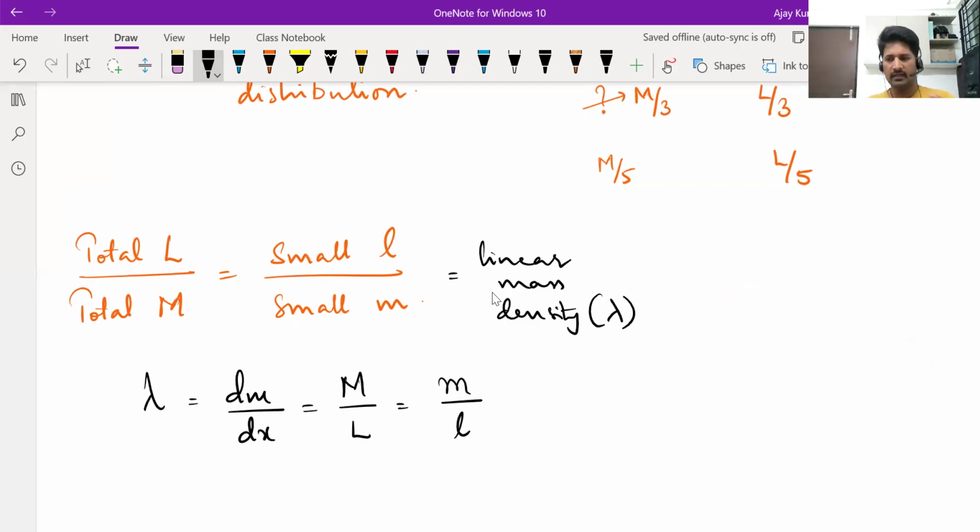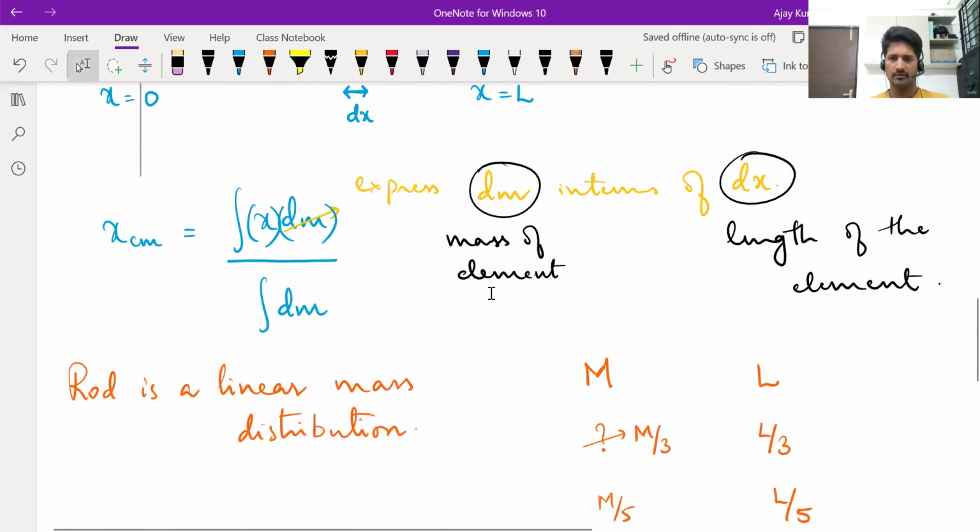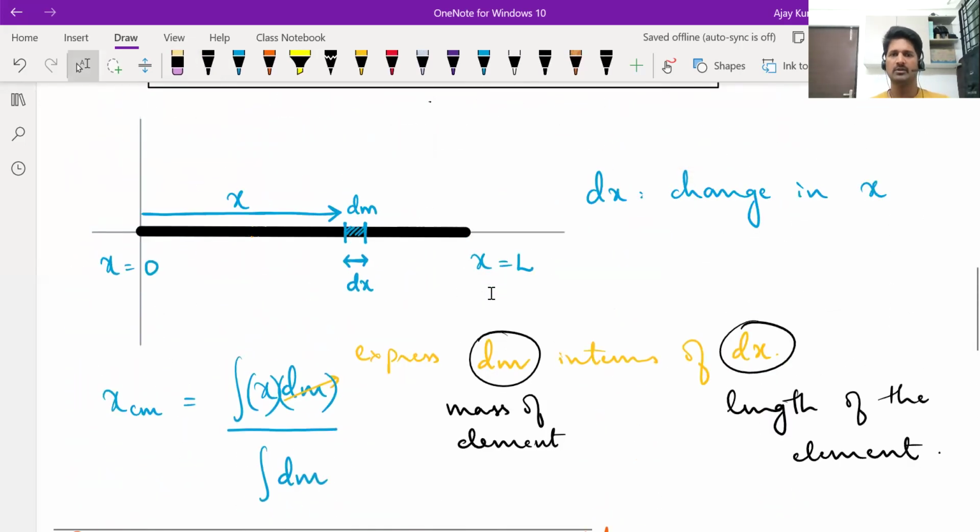Okay. And if the rod is uniform, this term lambda, that is m by l or dm by dx, will be same everywhere. So total mass by total length will be equal to small mass by small length, which is equal to lambda. Now for this rod, why are we even talking about all this? Because we were stuck in the integration part. We had to express dm in terms of dx. We had to express mass of the element in terms of length of the element. So we are looking at a relation between the mass and the length.